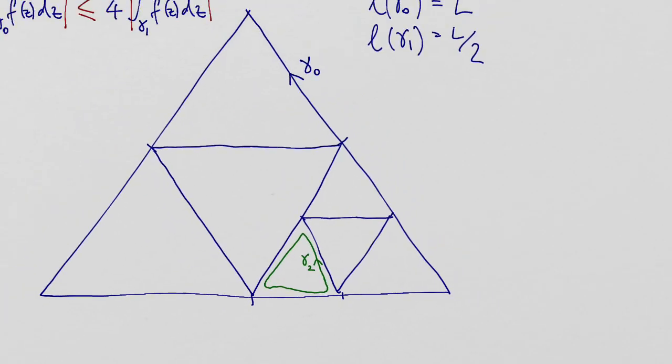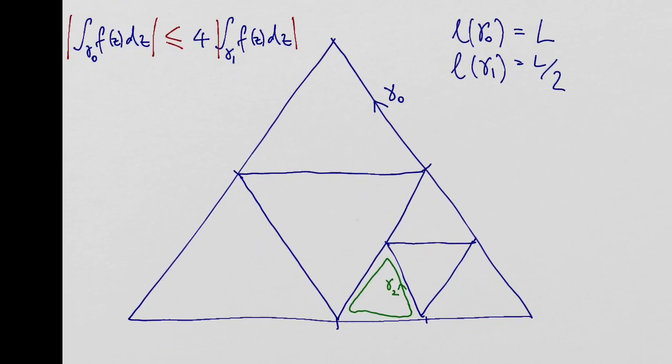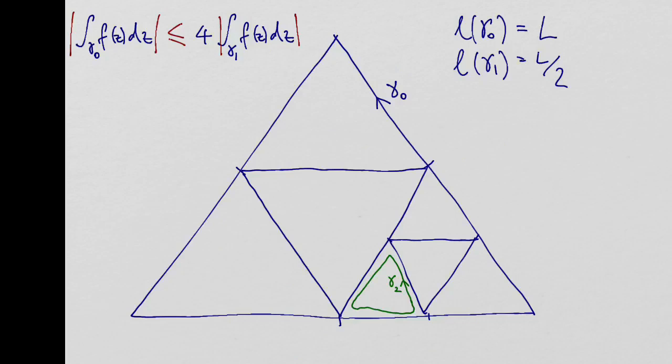Now again, I can ask about the length of gamma 2. So we already have some information about our lengths. The length of gamma 2, by the same argument, is half the length of gamma 1. So this is L over 4, or L over 2 squared. Also, because we chose gamma 2 to be one of the 4 triangles in gamma 1 which has the biggest absolute value, we can again get a bound. So we get some bound. This is less than or equal to 4 times 4 times the absolute value of the integral over gamma 2 of f(z) dz.